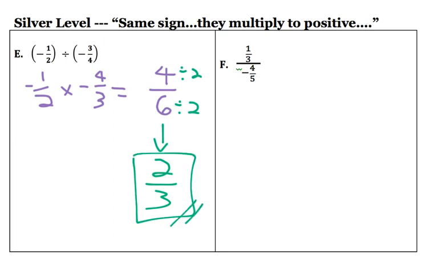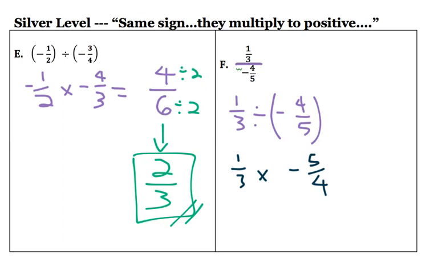For F, I'm going to rewrite this problem thinking of this as division, and I'm going to take the numerator divided by the denominator, which is negative, so I keep the negative sign. You could even put in parentheses because it's negative. Then I'm going to do keep, change, flip, and I'm taking the inverse of -4/5, so I get -5/4.